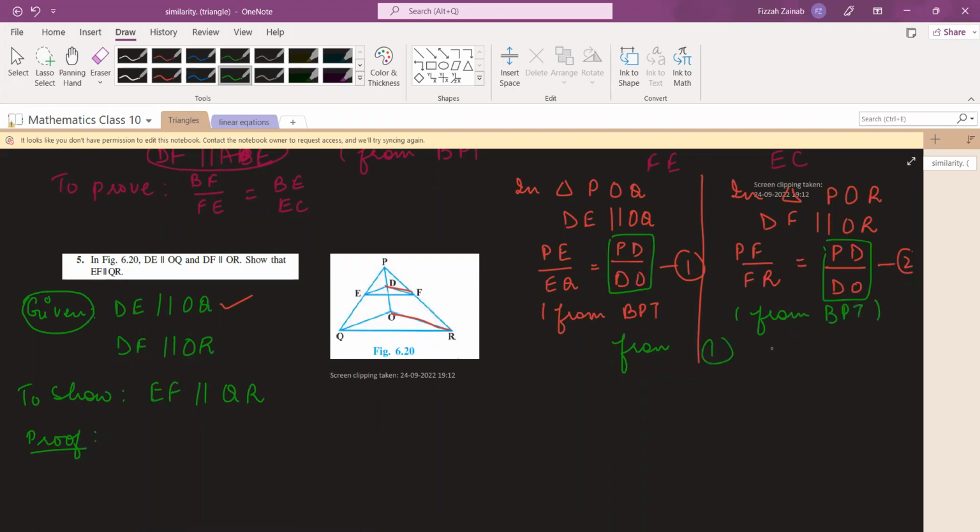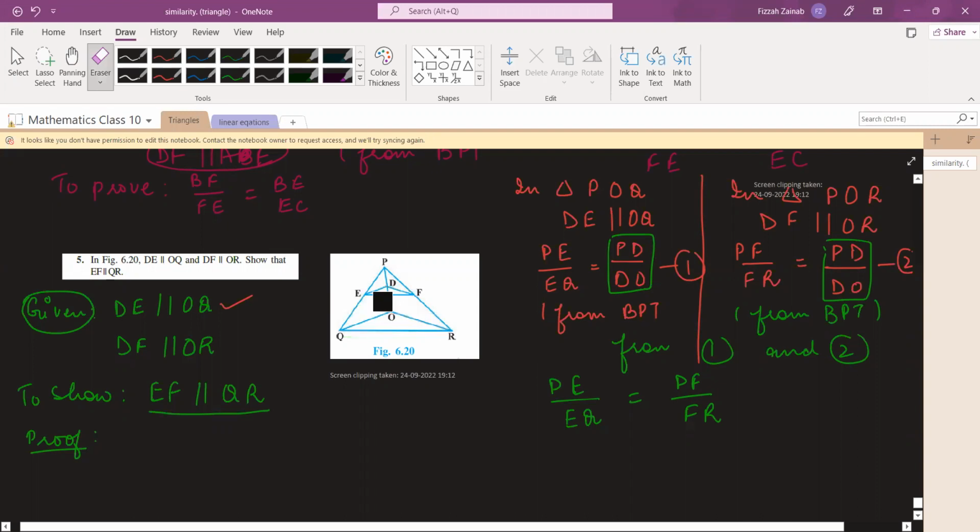So from 1 and 2, LHS is same. So you have your PE upon EQ is equal to PF upon FR, right? So we have got this ratio. Now you have to show that line EF is actually parallel to QR. Now line EF is this, right? And QR is this, as you can see, right?